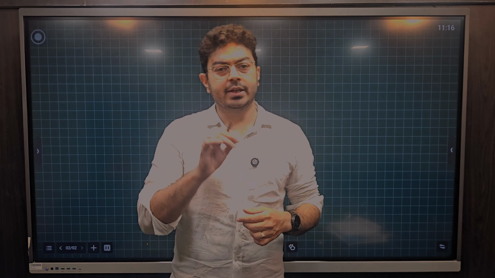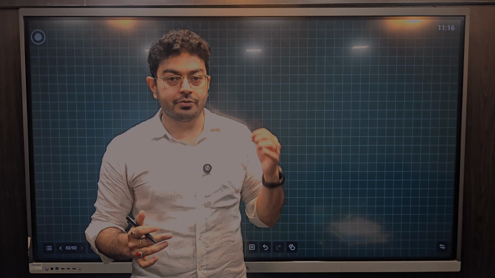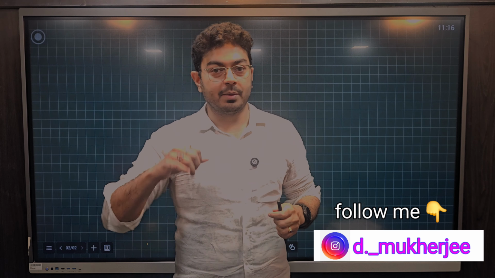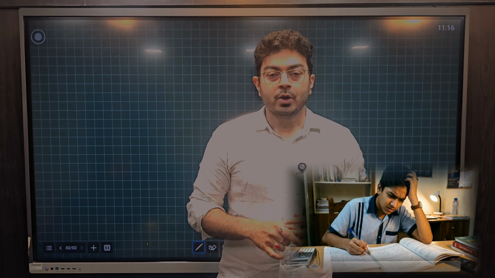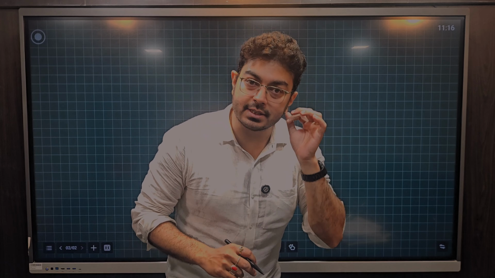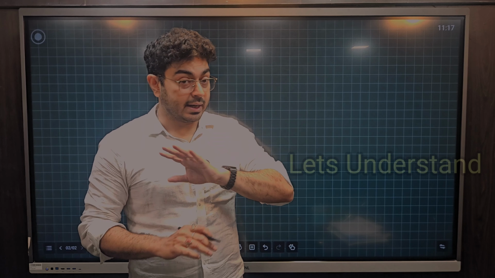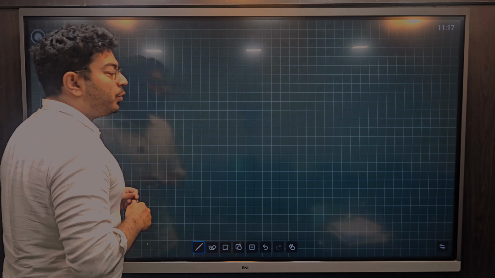So graph creates a very big problem when students get from class 8 to class 9. Suddenly, every teacher, all the physics teachers, whoever is teaching, they're talking about graph and graph. So graph is creating a problem in your life, right? So what are we going to do for that? We are going to go for a very easy trick that will help us to understand any type of graph, right?